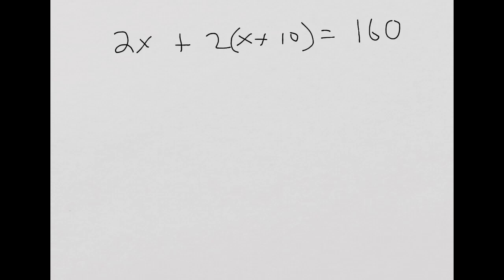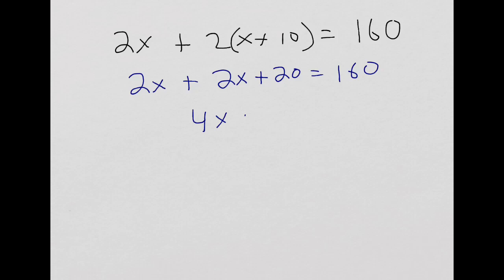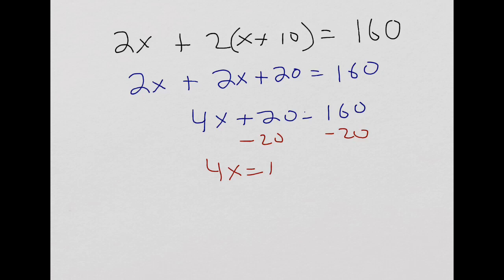From here, we distribute out the 2, so we get 2x plus 20 is equal to 160. We'll combine the like terms: 2x plus 2x is 4x. At this point, we'll subtract the 20 from both sides to isolate the x term, so 4x is equal to 140. Finally, we divide both sides by 4 to get x, so 140 divided by 4 gives us 35.